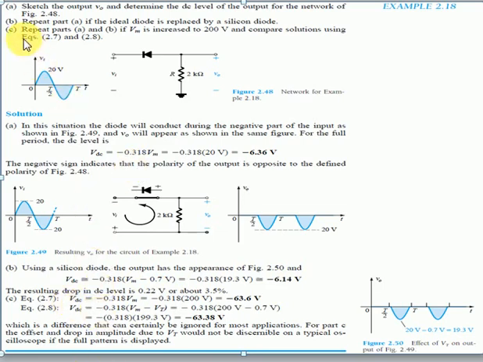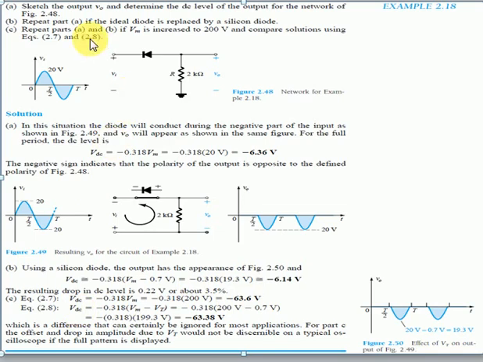Now comes the C part. In the C part, he is saying to repeat parts A and B if Vm is increased to 200 volt. So in A part there is the ideal diode. So VDC is equal to minus 0.318 Vm, and here the Vm is 200 volt. So VDC is equal to minus 63.6 volt.